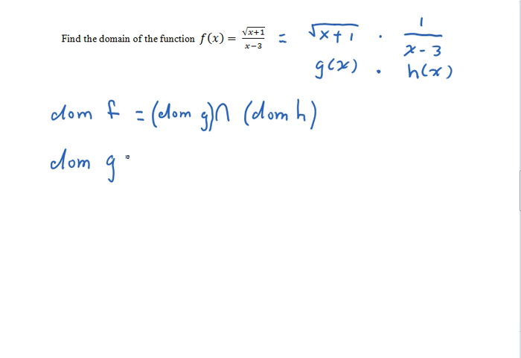The domain of g will be restricted by the fact that we're looking at a square root function, and so the x plus 1 must be greater than or equal to 0. This says x must be greater than or equal to negative 1.